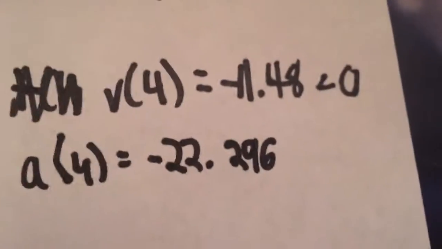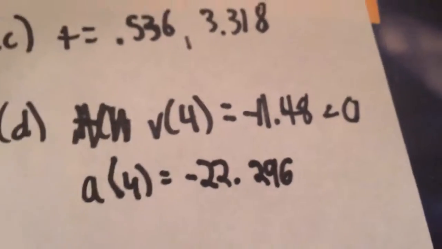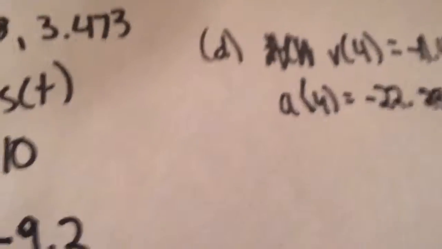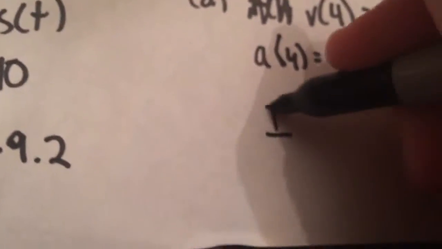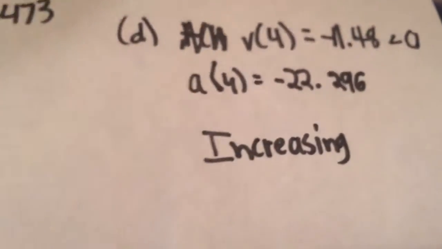So both of these numbers are negative, and guess what that means? That means the particle is increasing speed because the acceleration and the speed are both negative.